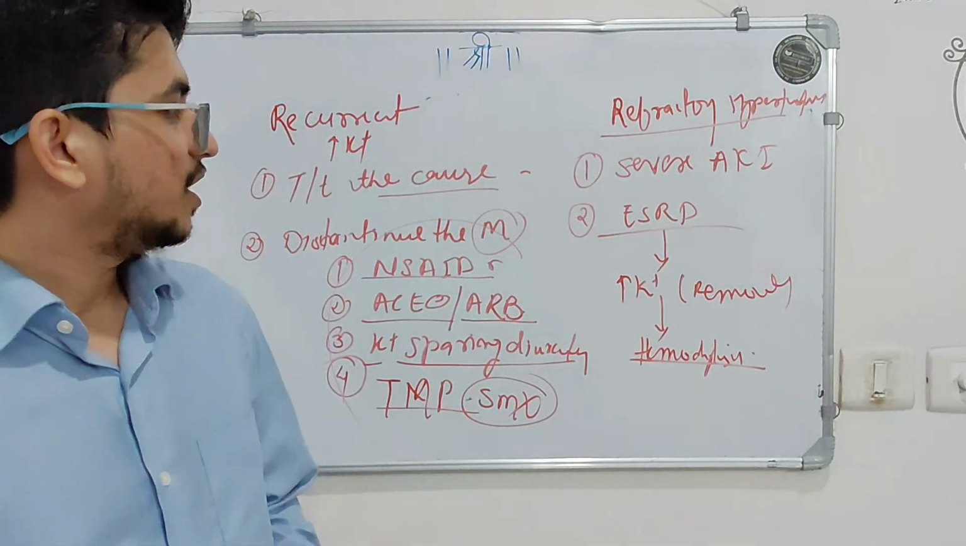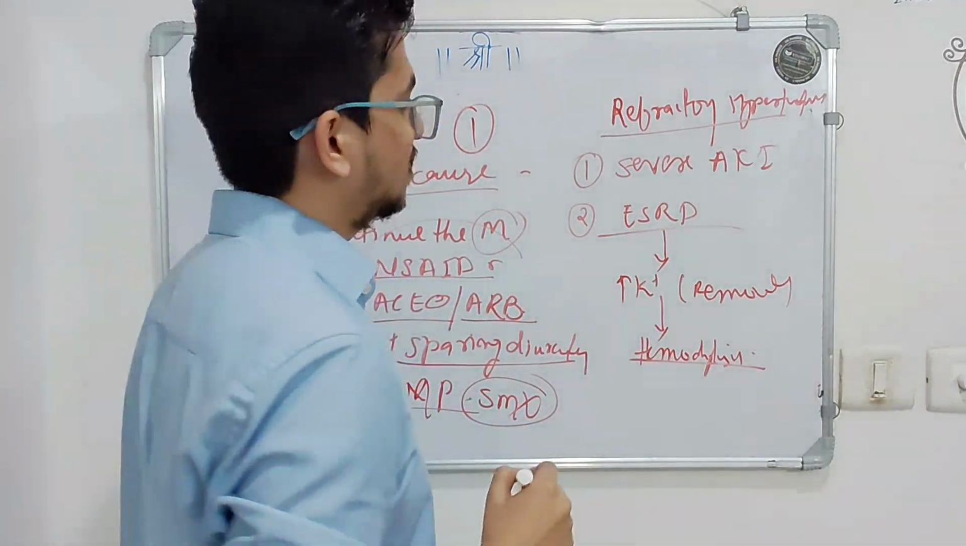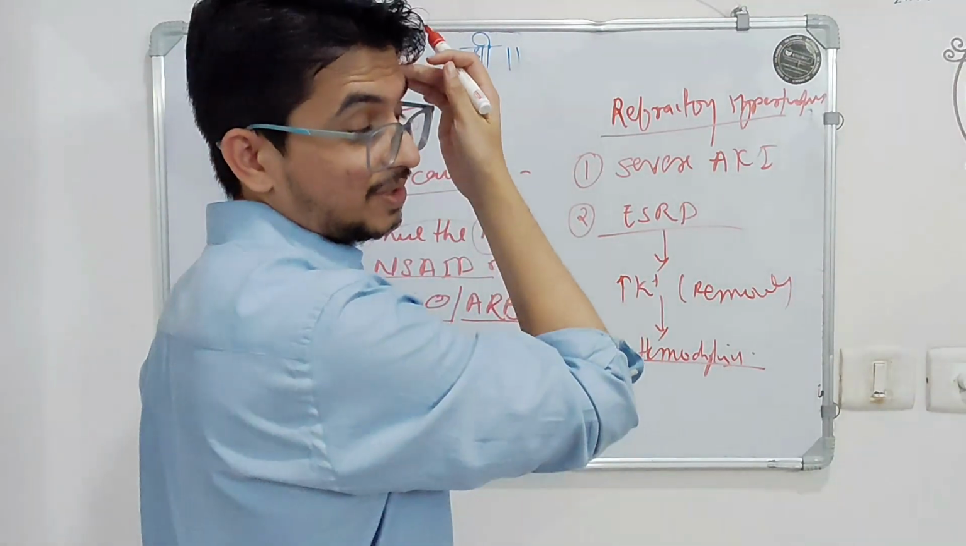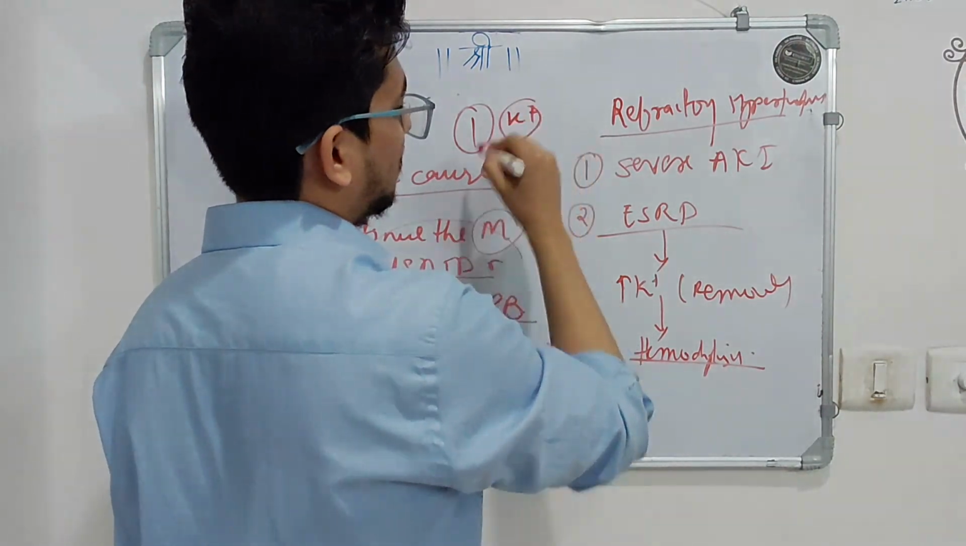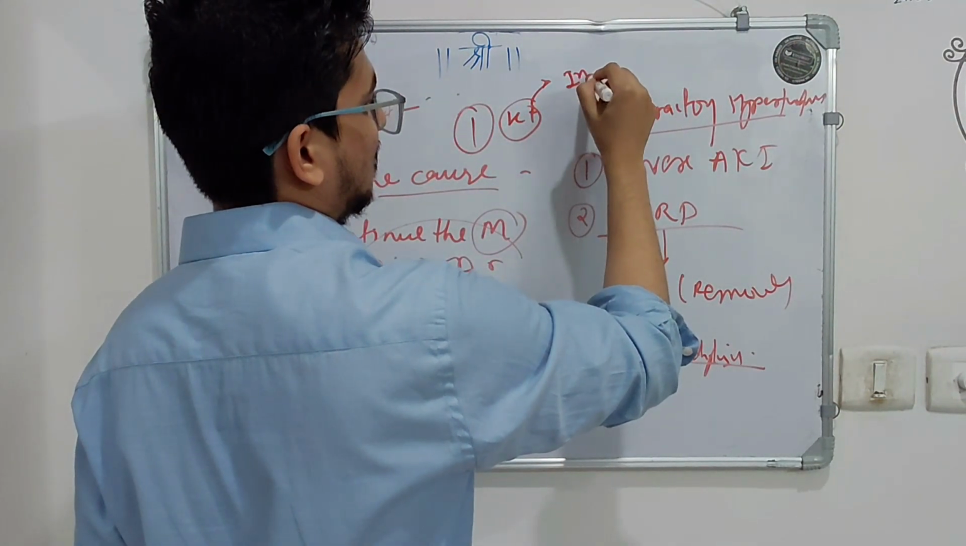Our ma'am told us one interesting complication about potassium binders: it causes intestinal necrosis.